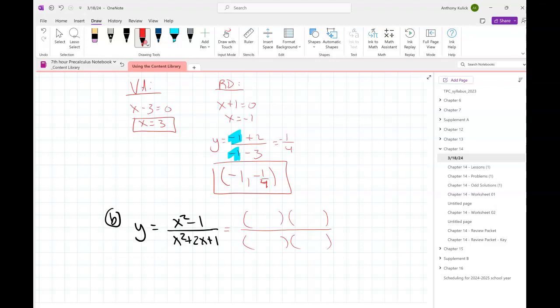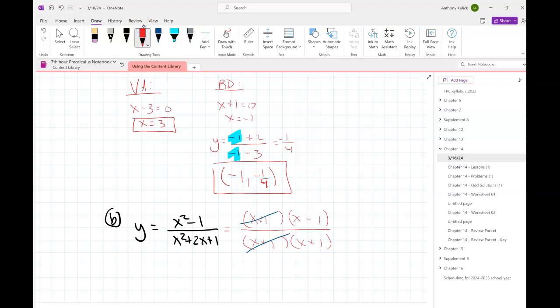X plus 1 for the numerator, right? Great. X plus 1, x minus 1 in the numerator. How about the denominator? X plus 1 and x plus 1, right? So the x plus 1s can cancel out.